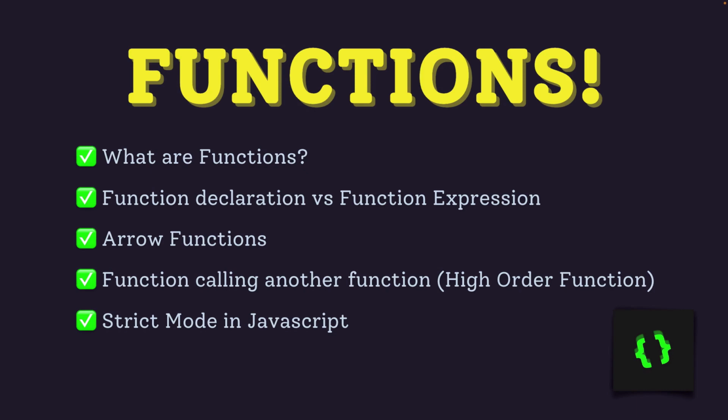Then we will understand what are arrow functions, and then how a function calls another function, which simply means a higher order function. Now all of this might sound a little bit overwhelming, but trust me, these are 4 core topics to understand a function in a very clear way. And we will understand all of this in a very easy language with examples. So there will be no confusion at all, and that's my promise.